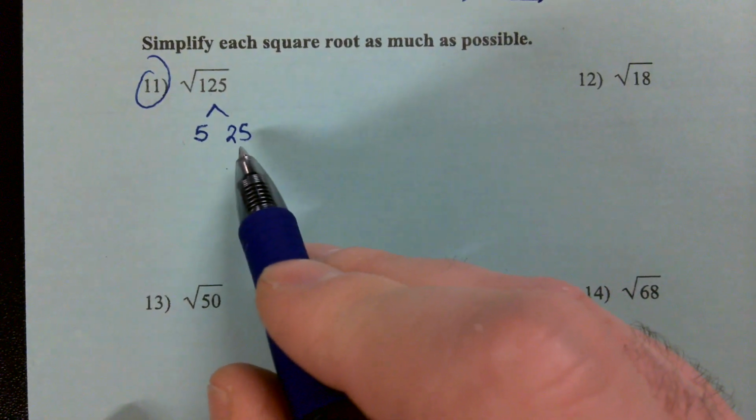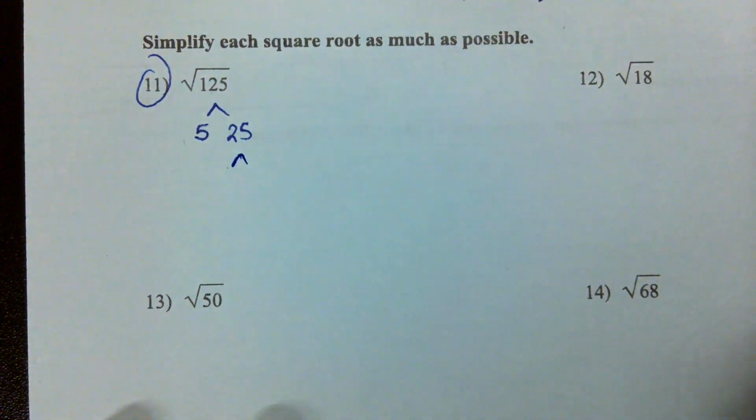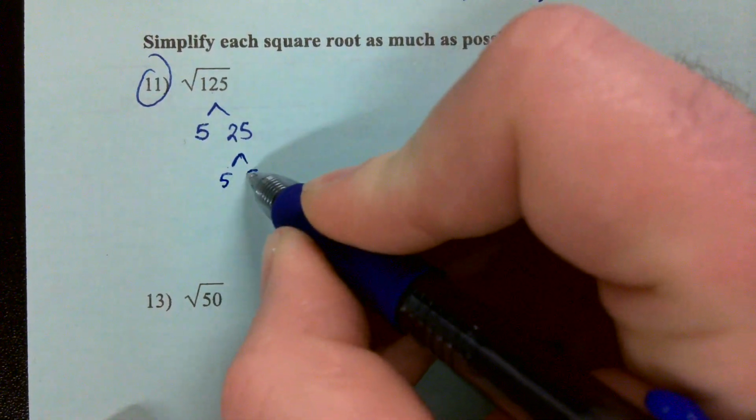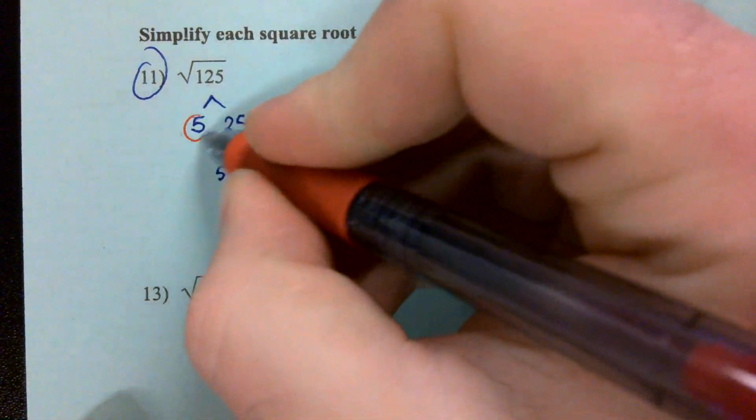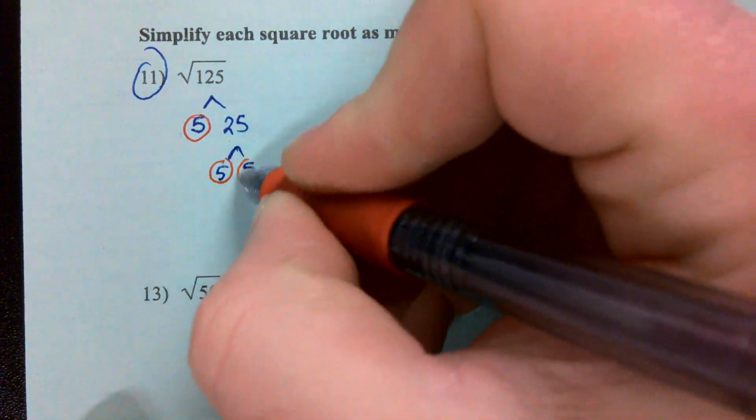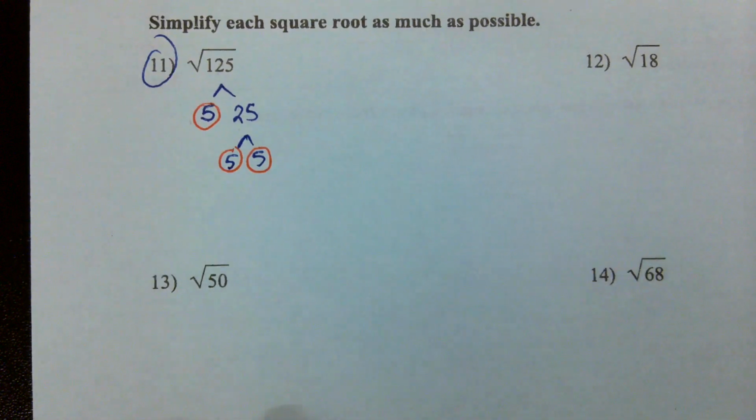Can we split up 25 any further? Yeah, what's 25? 5 times 5. Anything else we can split up here? Nope. So my prime factors are 5, 5, and 5.